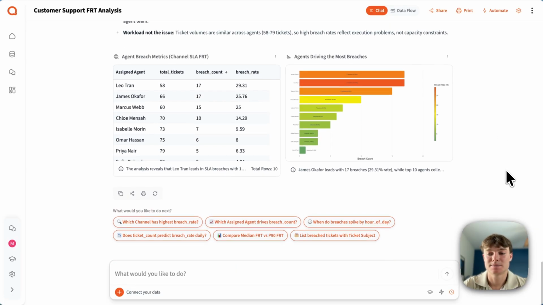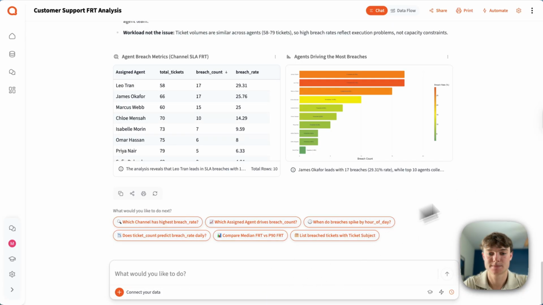So now that we've looked into hour of day, looked into agents, and we've seen breaches across both of them, I'm going to ask Query what it recommends based on all the time. I'm going to make sure extended thinking is on here just so we can really go through the whole data set and figure it out.